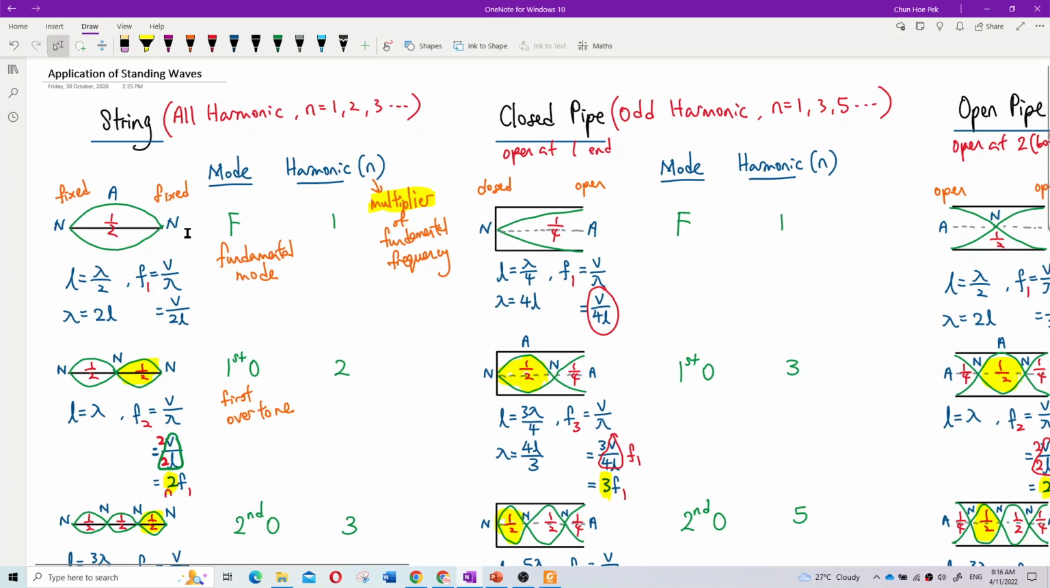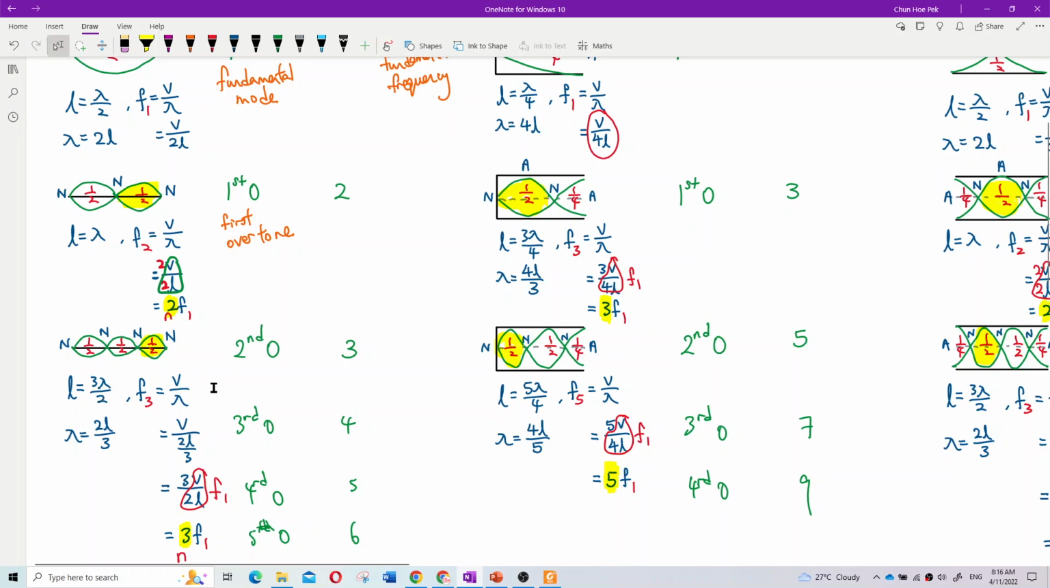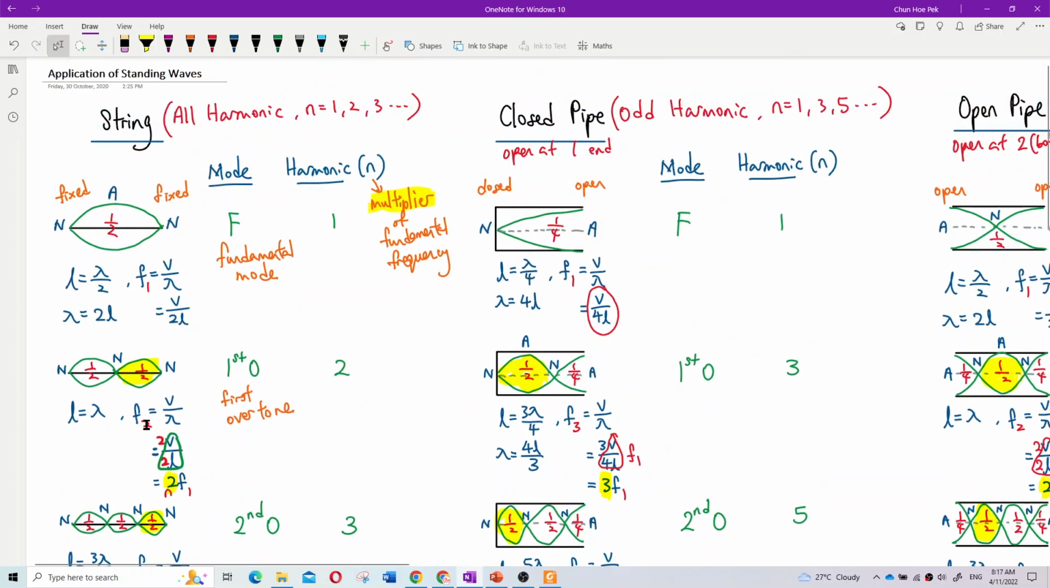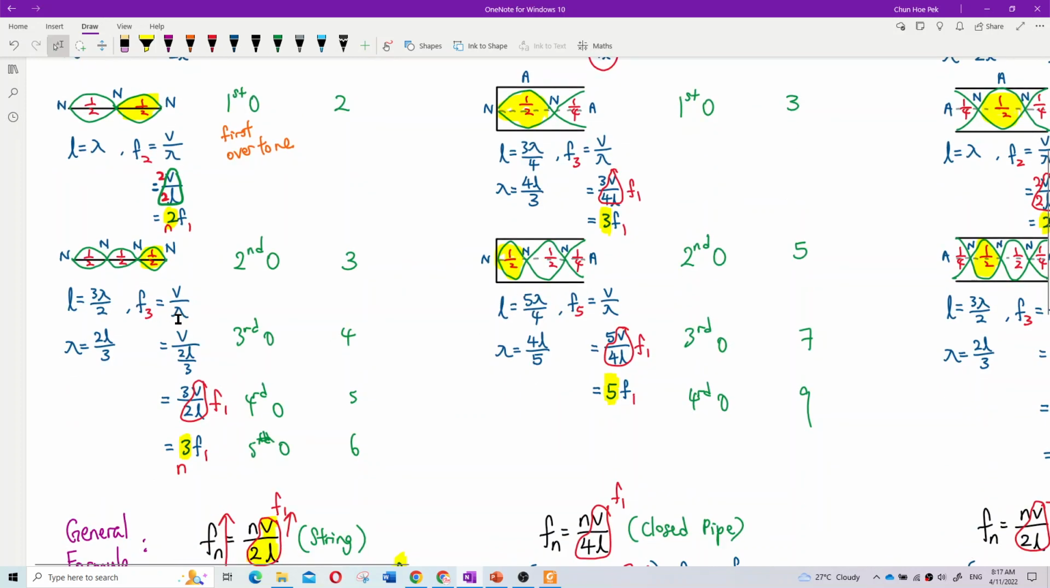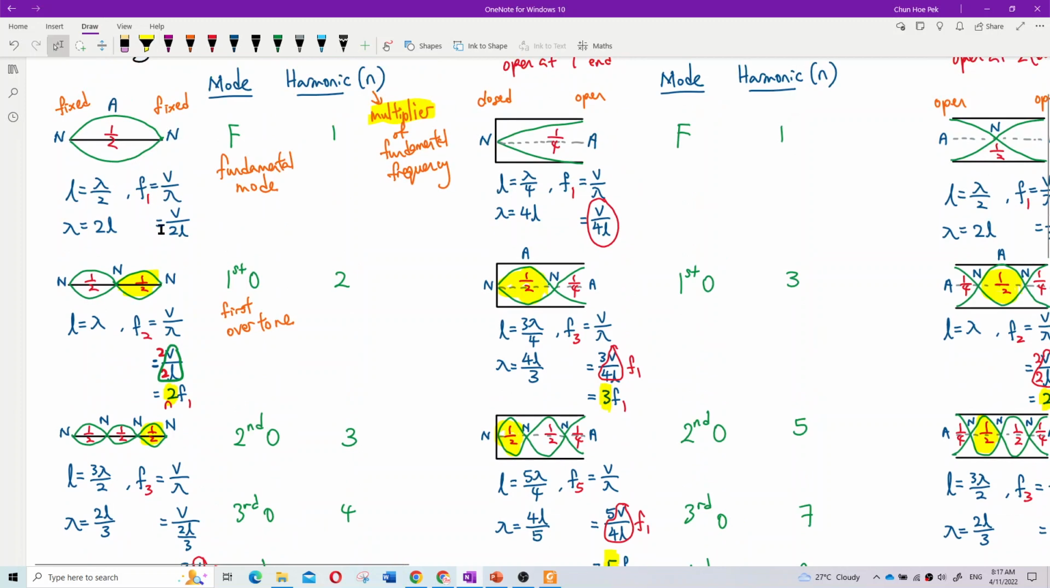Like, okay, let's say the string is like this. So this first overtone frequency is twice higher. You understand? Twice higher. And then you go to the second overtone, it becomes higher and higher frequency. You know why it becomes higher and higher frequency?